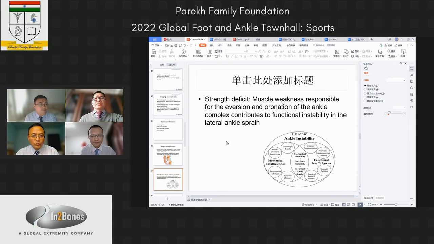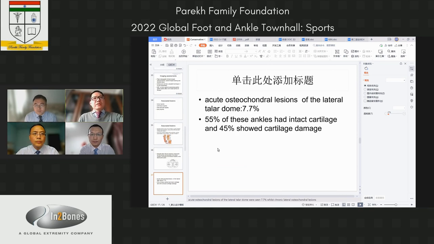Muscle strength weakness is responsible for eversion and pronation of the ankle complex and contributes to functional instability in lateral ankle sprain. Acute osteochondral lesions of the lateral talar dome are seen in about 77%, and 54% have cartilage damage.